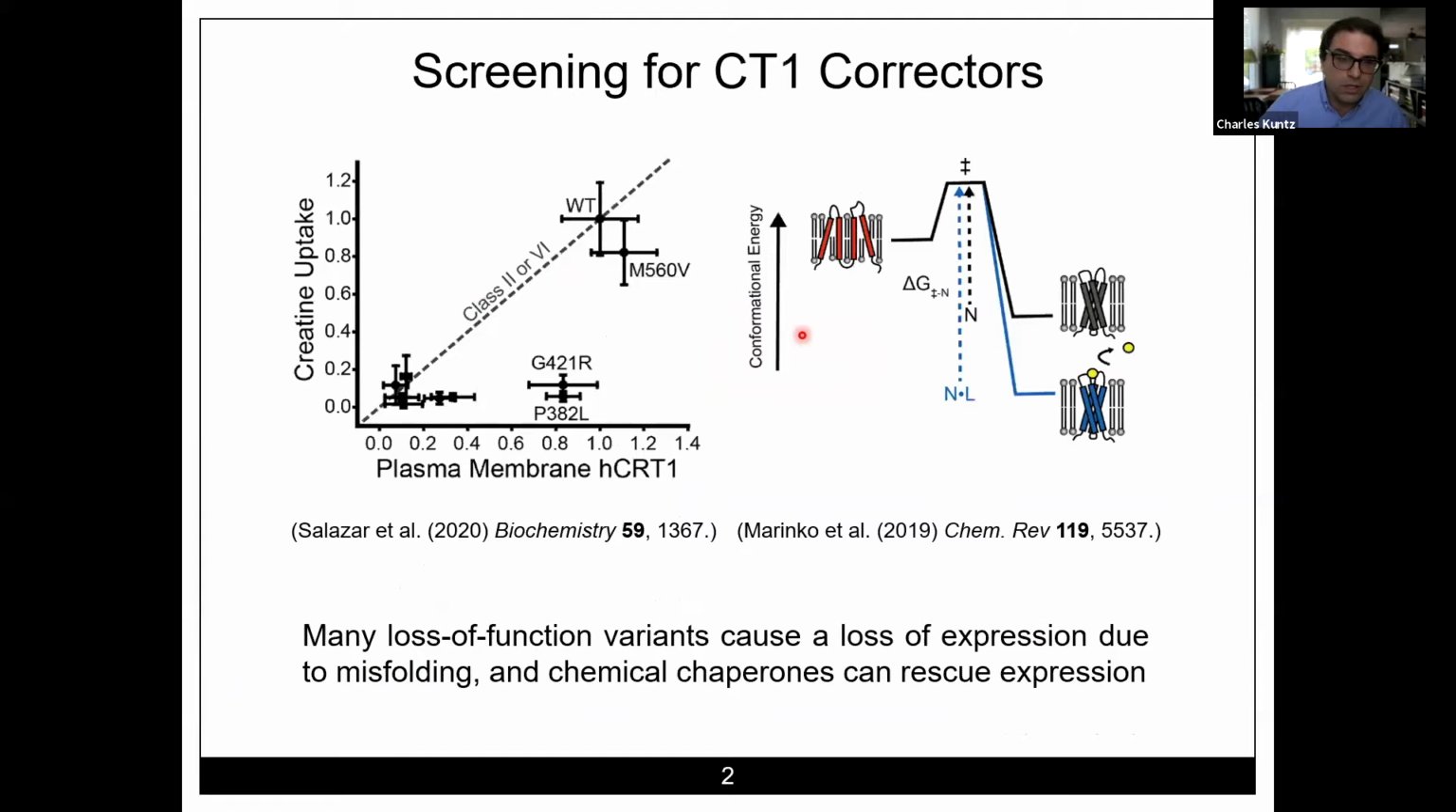If you look at this plot on the left, you can see a graph of creatine uptake versus plasma membrane expression. This is a way to classify variants based on their effect on uptake versus their effect on expression, and whether uptake itself is affected primarily by retention in the ER. And we can correct for these things, as Laura was talking about, with correctors.